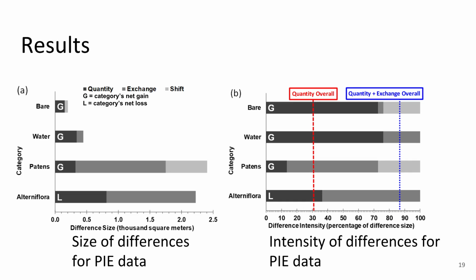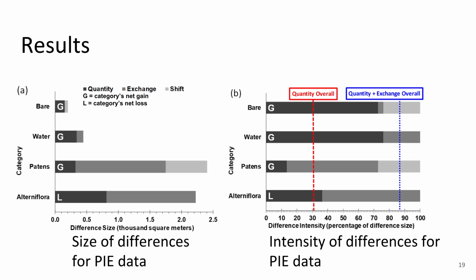Figure A on the left shows that Alterniflora and Patens account for the largest differences, and that their exchange components are the largest of the 3 components. The exchange between Alterniflora and Patens accounts for half of overall difference. Figure B facilitates comparison among categories by presenting intensities by category and overall. The quantity overall line indicates that quantity overall accounts for 31% of difference overall. Intensity of exchange overall is the quantity plus exchange overall line minus the quantity overall line, which implies that exchange accounts for 56% of difference overall. The quantity plus exchange overall line implies that shift accounts for 13% of difference overall.